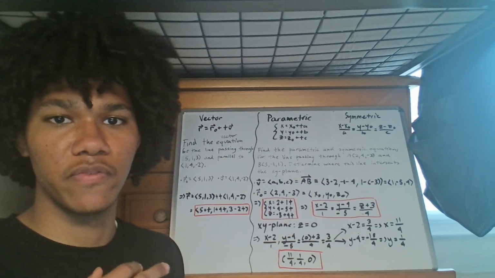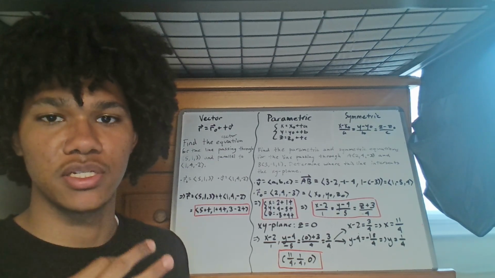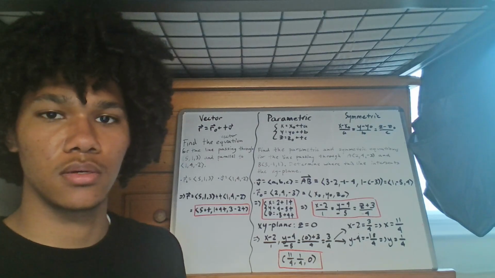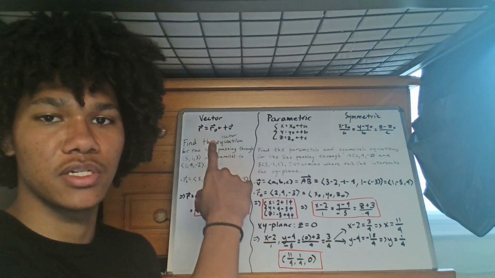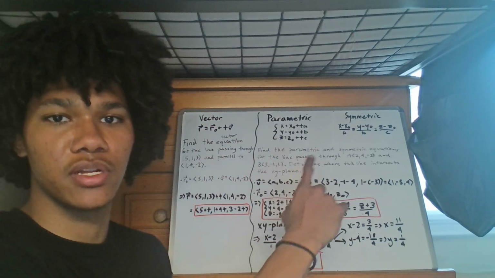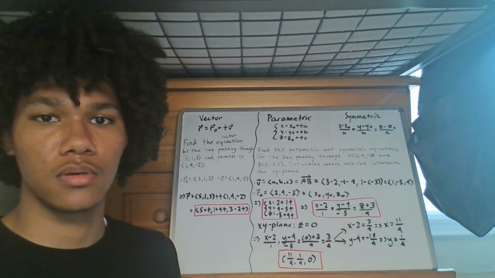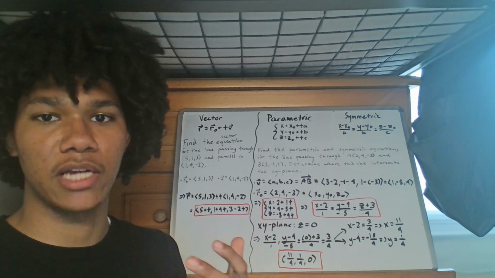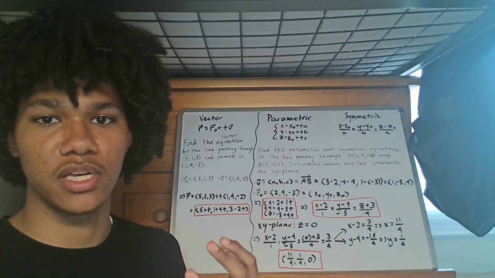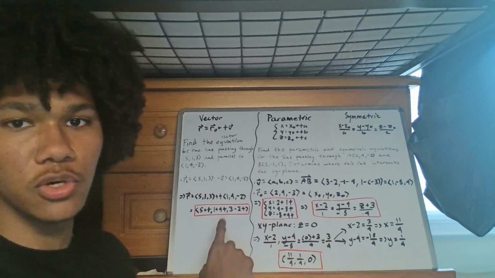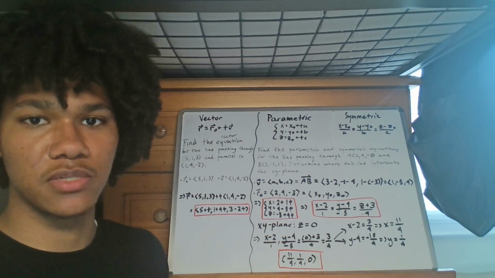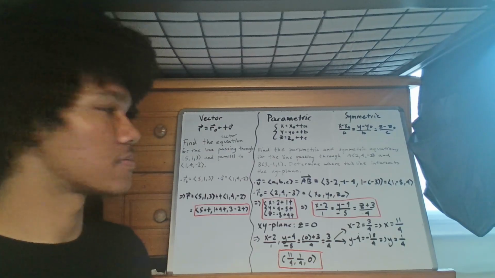In summary, we've arrived at three representations of lines in space. We have the vector representation, the parametric representation, and the symmetric equation representation of a line. Now we're going to look at how we can actually apply each of those representations in respective contexts. So the first one, and in my opinion, the easiest one, is the vector representation.